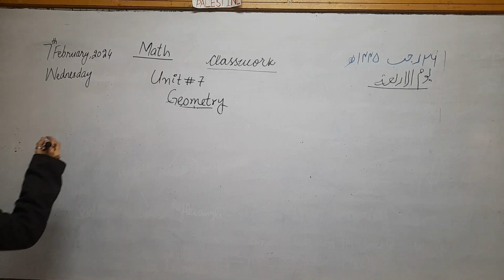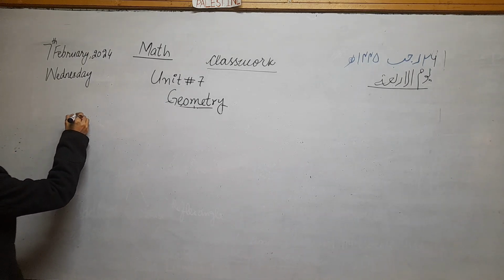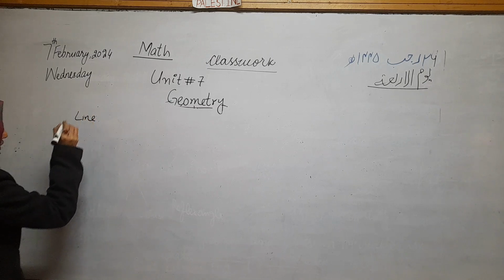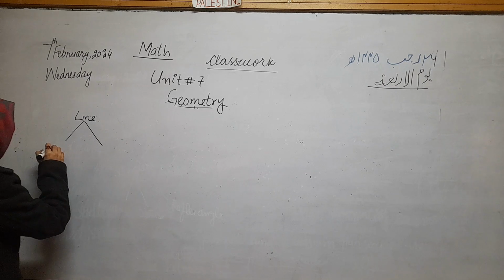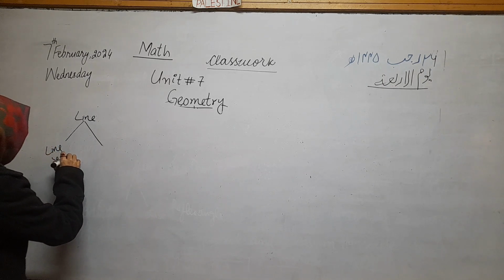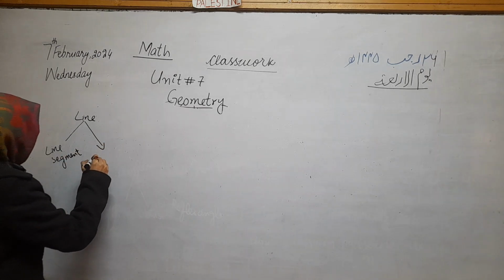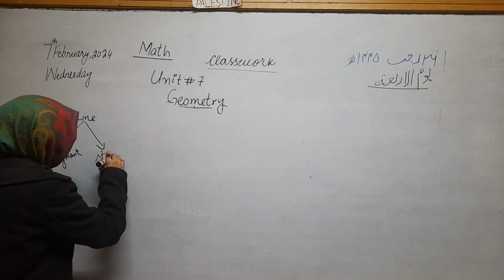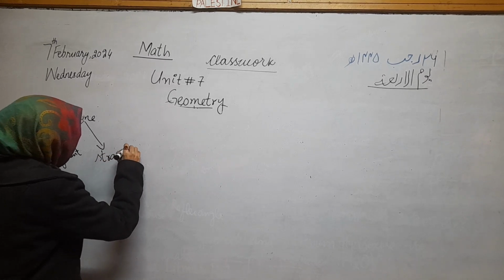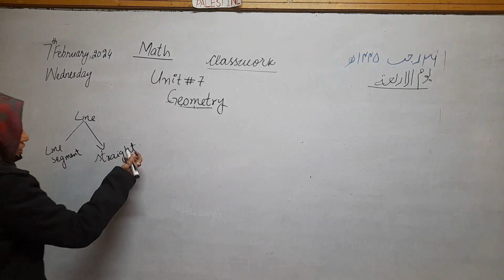First of all, we have the concept: what is the line? In line we have two things. One is line segment. The other is straight line. What is the difference between these two lines? What is a line segment, and what is a straight line?